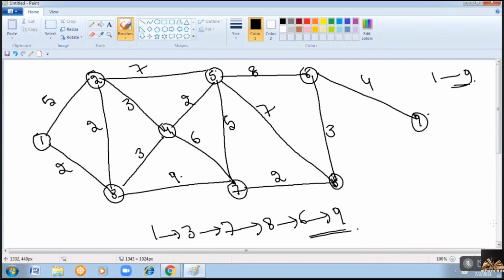In the next class, I'll discuss chromatic number, the graph coloring and planar graph. After that, we'll start trees. Okay.